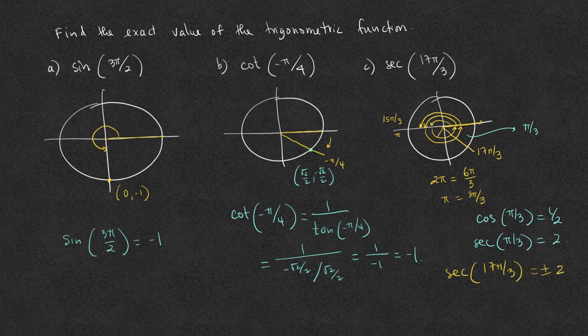But this angle is in the fourth quadrant, so secant of 17 pi over 3 has to be 2, because secant is positive in the fourth quadrant. There's no need for plus or minus here.